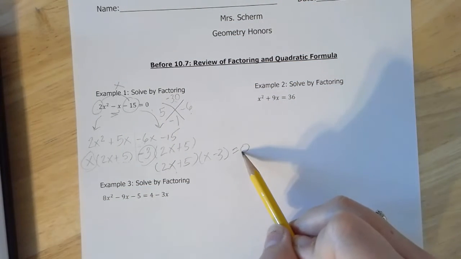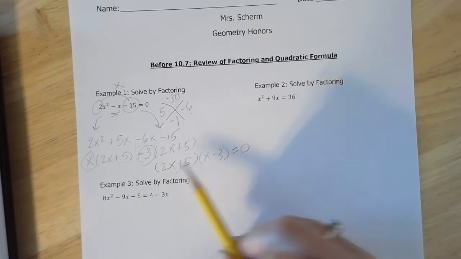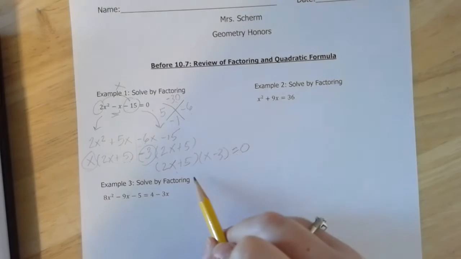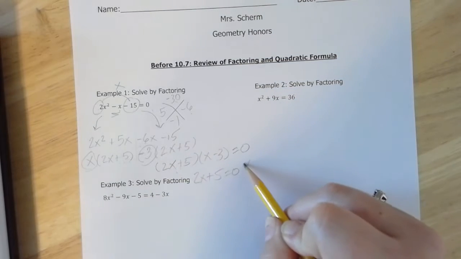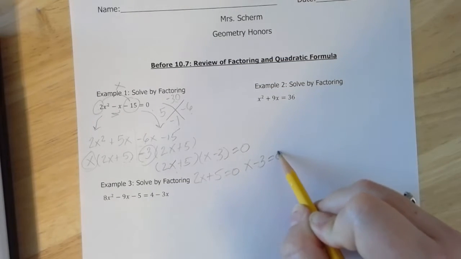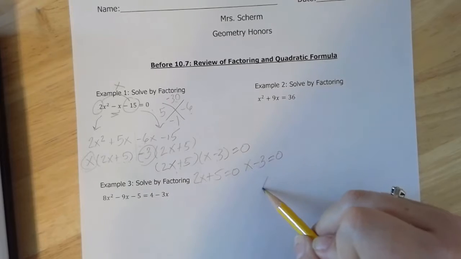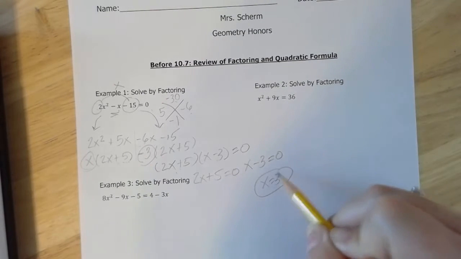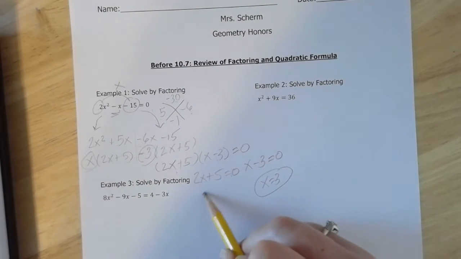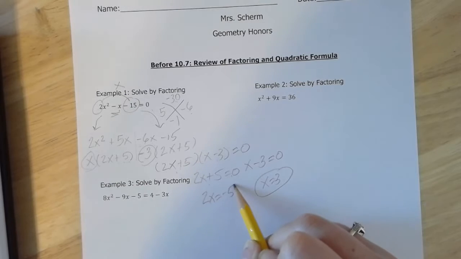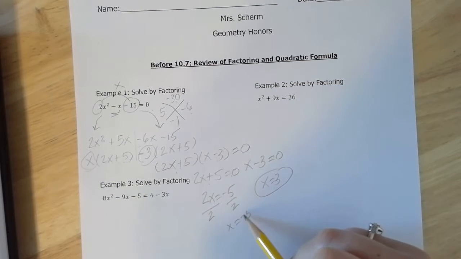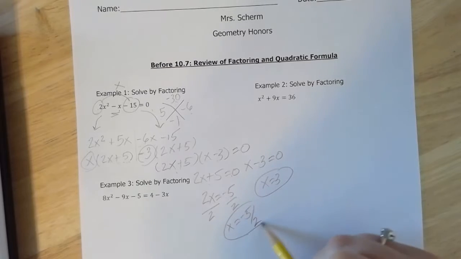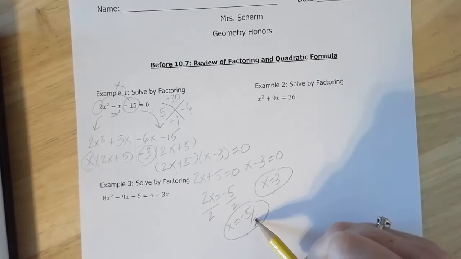Now all this is the zero product property. You set this equal to 0, and you set this equal to 0. So it's 2x plus 5 equals 0, and x minus 3 equals 0. This one is x equals 3. In this one, you subtract the 5 over, you get 2x equals negative 5. Divide by 2, you get x equals negative 5 over 2. These are my two answers for that problem.